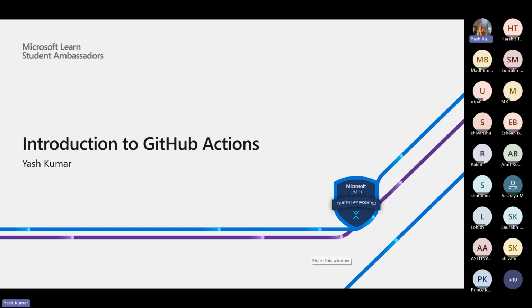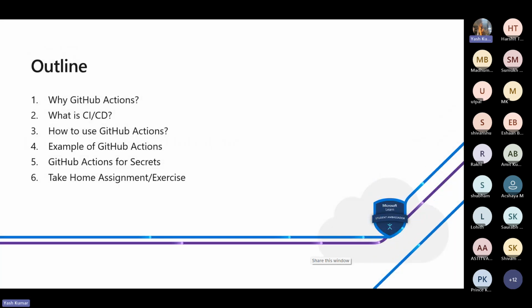So I am Yash, and we are here about the introduction to GitHub Actions. So we can just start with GitHub. For the outline, what we will learn today is what GitHub Actions are. Then we will move on to CI and CD. Then we will move on to how to use those actions, and then we will see some examples, and then we will use the secrets for GitHub Actions, and then we will have some exercises that you can do yourself, and then maybe you can share them with your peers to get some feedback.